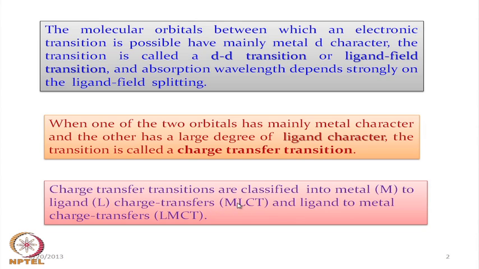So, apart from these transitions, in some cases we can have a metal in two oxidation states. That means one metal is in a low oxidation state and another metal ion is in a high oxidation state, and if there is some chance of getting the corresponding electronic transitions from one metal orbital, which is dominated by metal character, to another metal orbital which is also of metal character, we will get MMCT, that means metal to metal charge transfer transitions.